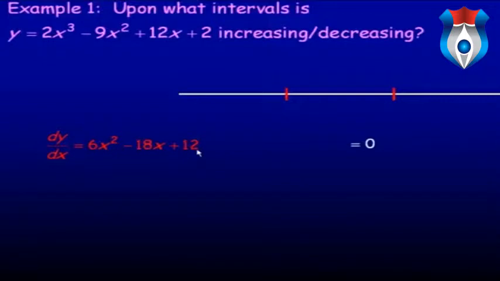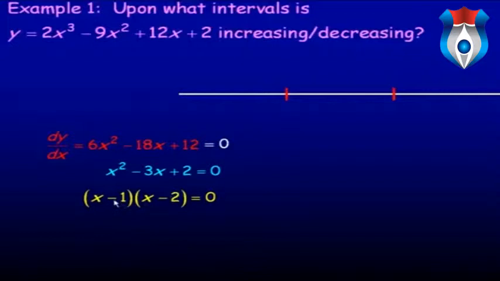I would set that equal to 0. Notice in this equation, the entire equation is divisible by 6. So I can make it simpler by dividing everything by 6 and get x squared minus 3x plus 2 equals 0. We would try to factor this. I wouldn't bother using the quadratic formula because it factors fairly easily. Look for two numbers that add to negative 3 and multiply to positive 2. That's negative 1 and negative 2. So x minus 1 and x minus 2 would be the factors. Setting each of these to 0, we get 1 and 2 as the places where the derivative is 0.